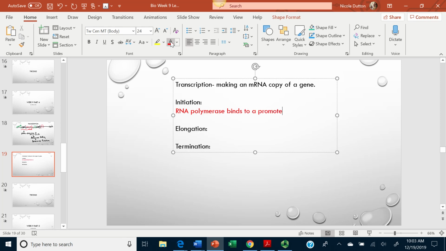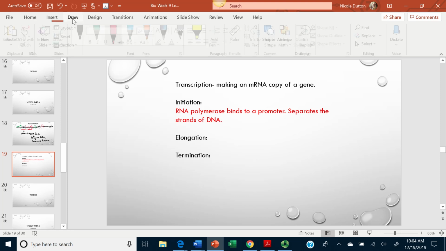binds to a promoter. Now this is a lot more complicated in eukaryotes. In prokaryotes, it involves the use of sigma factor, and then sigma factor kind of guides RNA polymerase to the promoter, and then as soon as RNA polymerase binds to that promoter, sigma factor falls off. When RNA polymerase binds to a promoter, it's going to separate the strands of DNA and kind of unravels them so that you can access the inside message. You can access the sequence of bases that is found in the DNA.